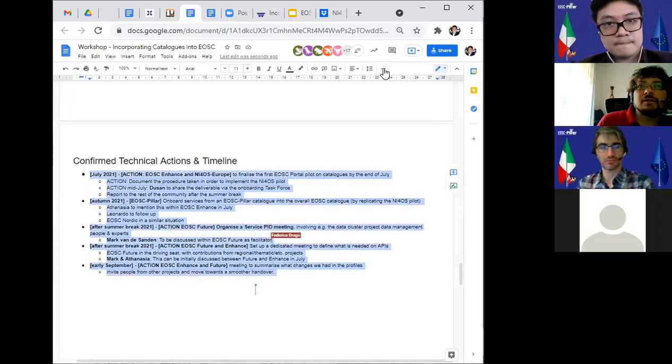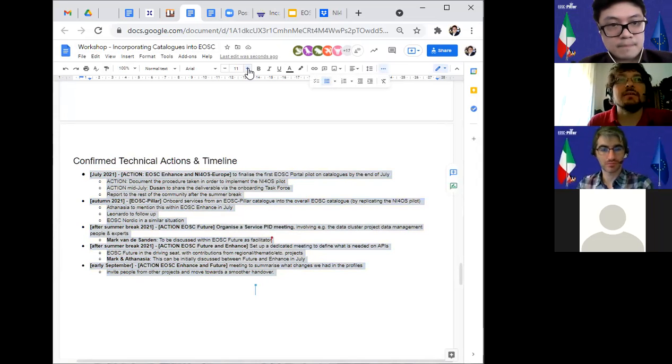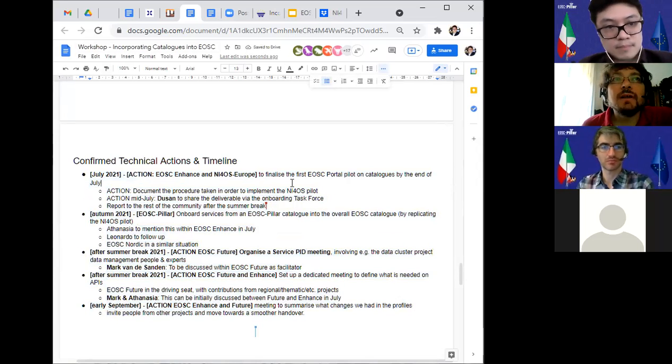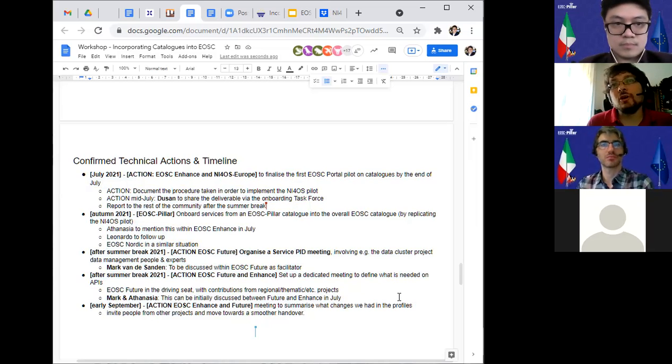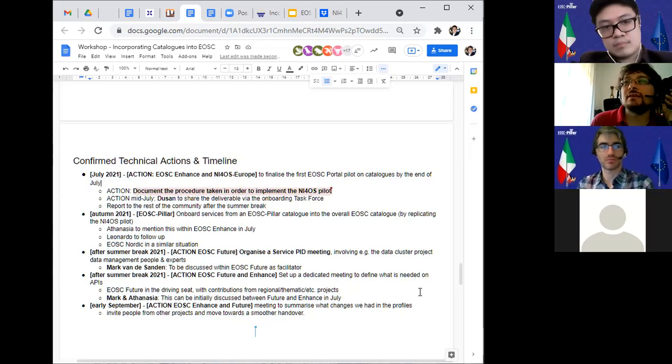Then we have these other topics that we have discussed. That is, for example, how can a catalog operator act on behalf of the service providers? Which credentials have to be used? And here this question was answered partially by the presentations that were heard before. They should use a specific token. And the action point that came from this discussion was to document the procedure that will be used by the NIFOS pilot, so that the others can replicate what has been done.